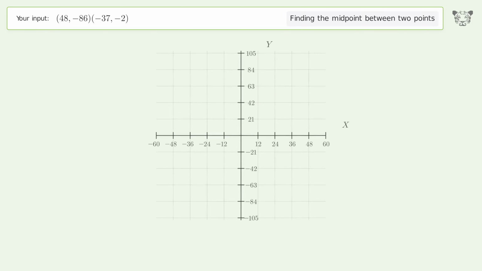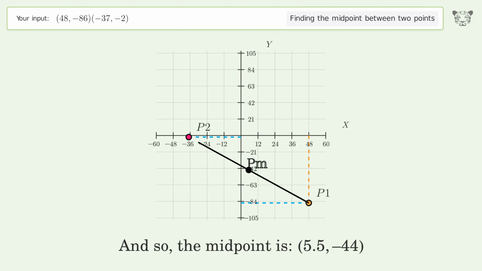And so, the midpoint is 5.5, negative 44.